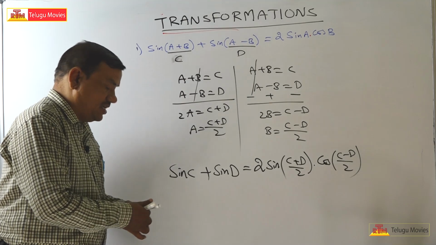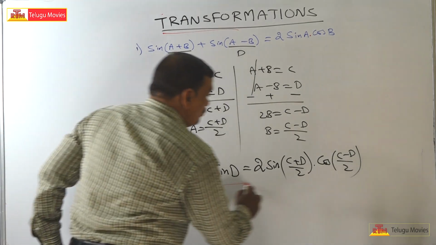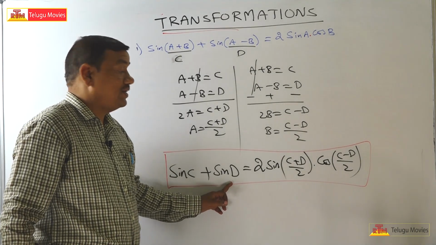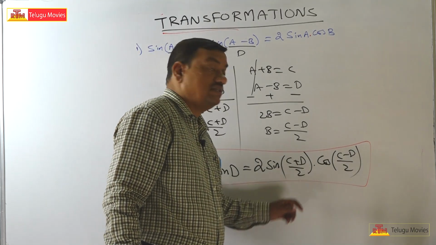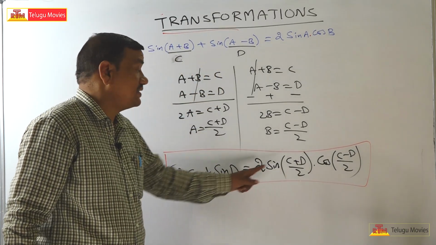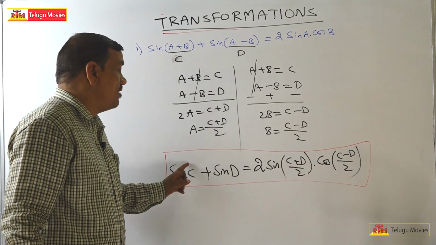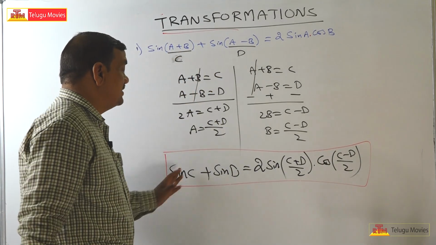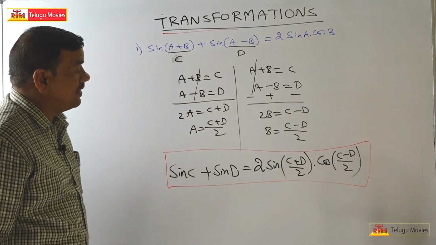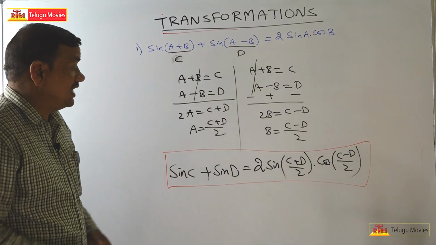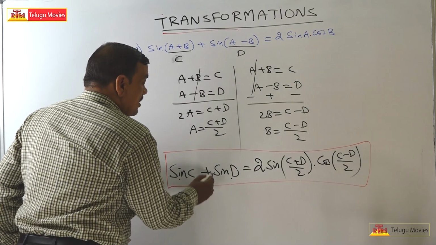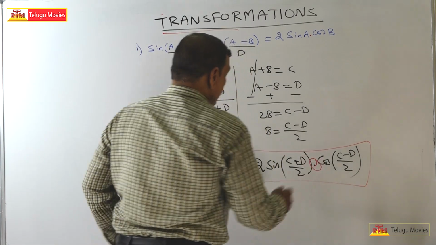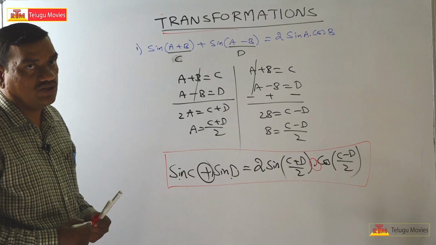So this is one of the first formulas of transformations. Sin C plus sin D is equal to 2 sin of C plus D by 2, that means sum of these two angles upon 2, into cos of C minus D by 2. Understand? That means in between these two sines, a plus sign is there, and we got a product. This is called transformation.